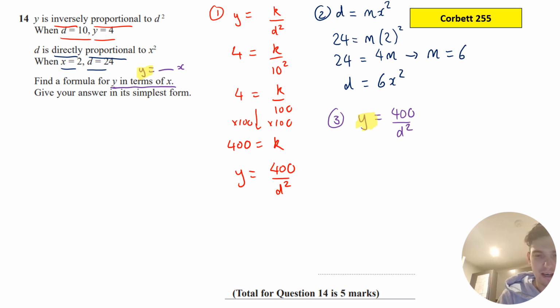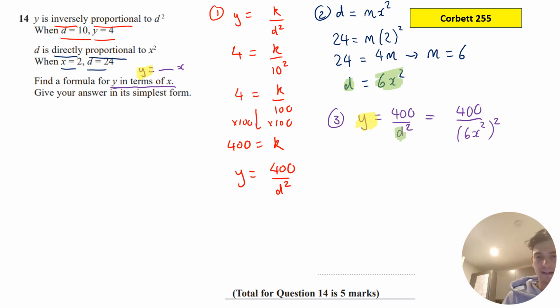But the problem here is that I've got y in terms of d, but I want y in terms of x. But I know a formula for d. d equals 6x squared. So I'm going to substitute that in. Instead of d, I'm going to write 6x squared. But that is what d is, so I'm going to want to square that because it is d squared.